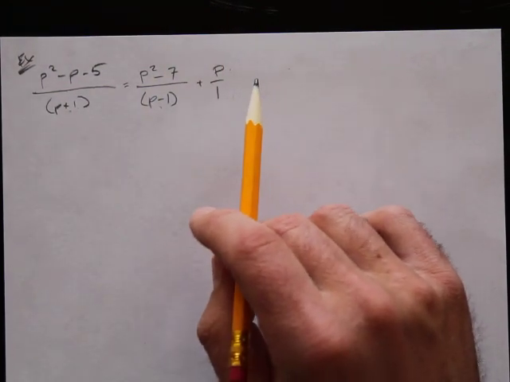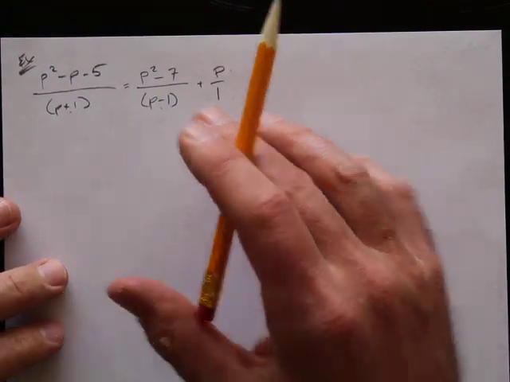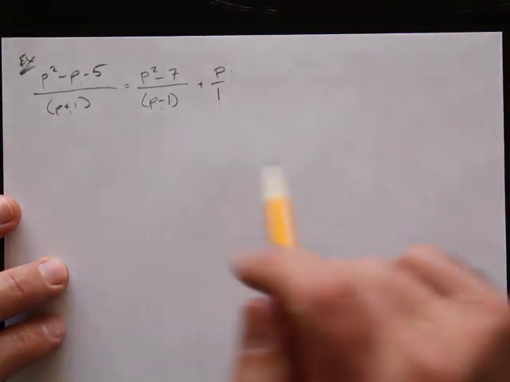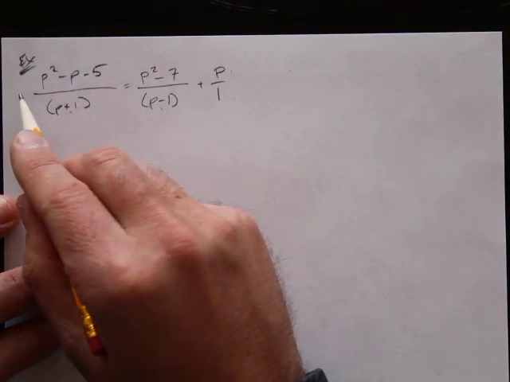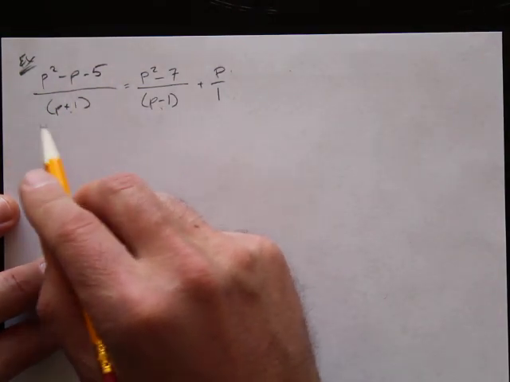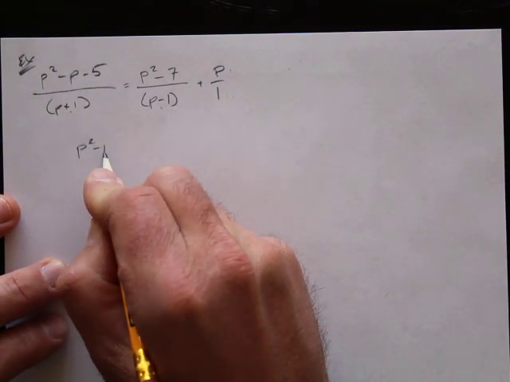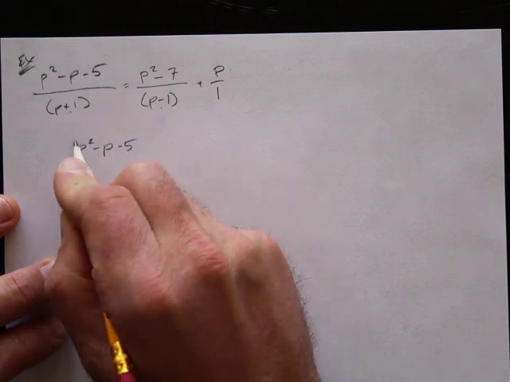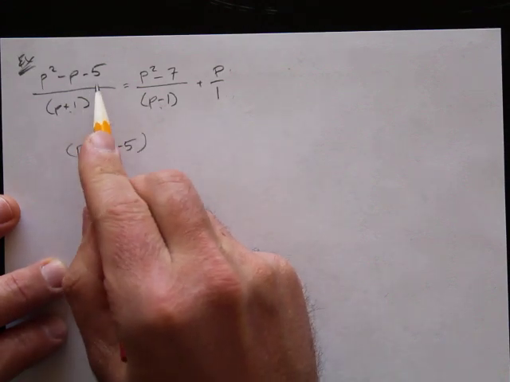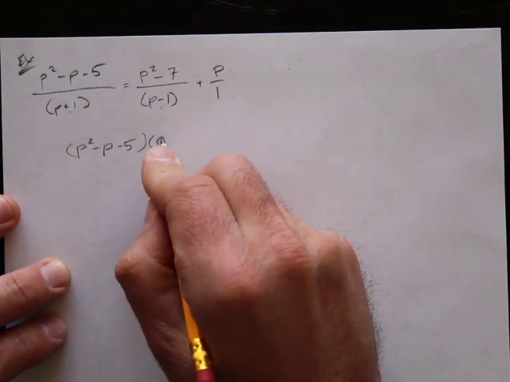All right, so let's try this out. So for this one, I'll rewrite the whole thing so that we can see it. p squared minus p minus 5. I need to multiply the top and the bottom both by p minus 1.